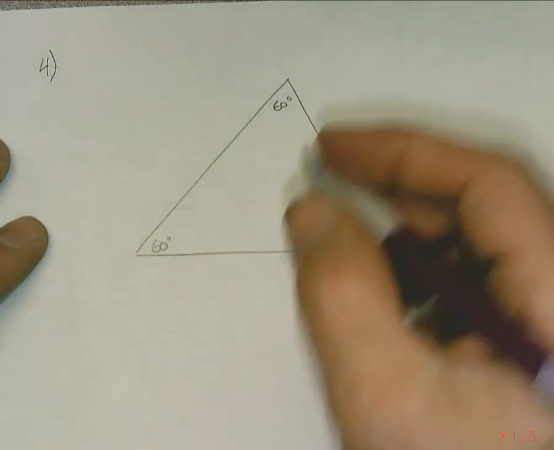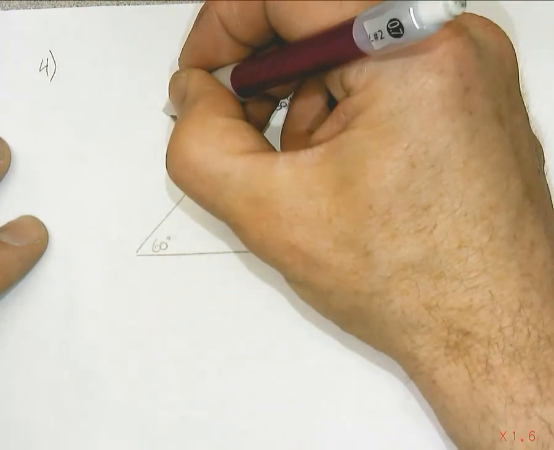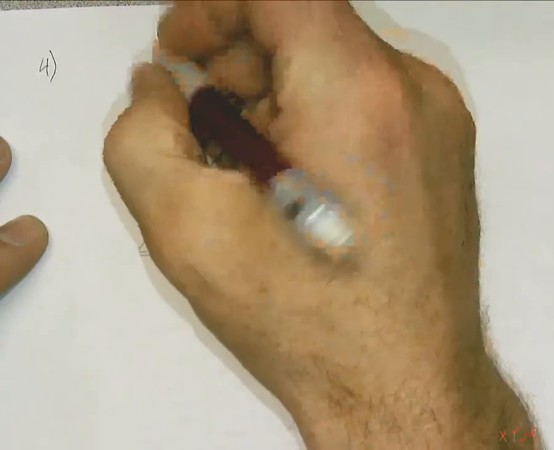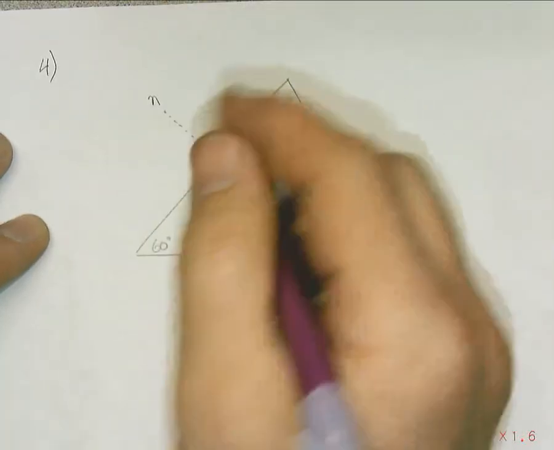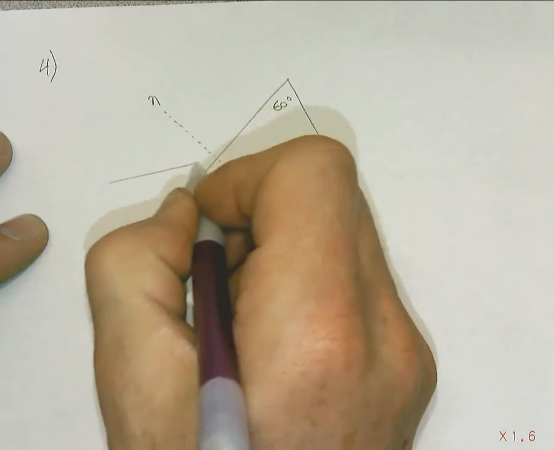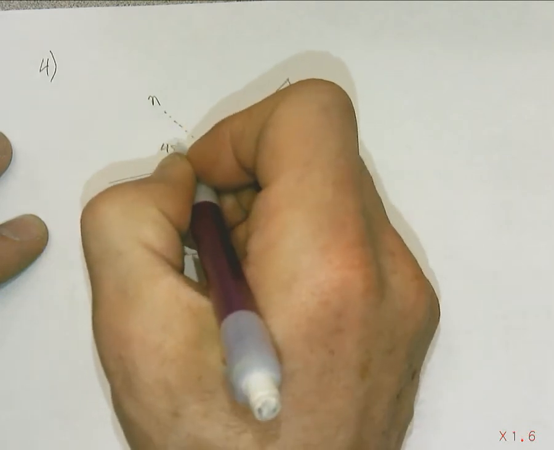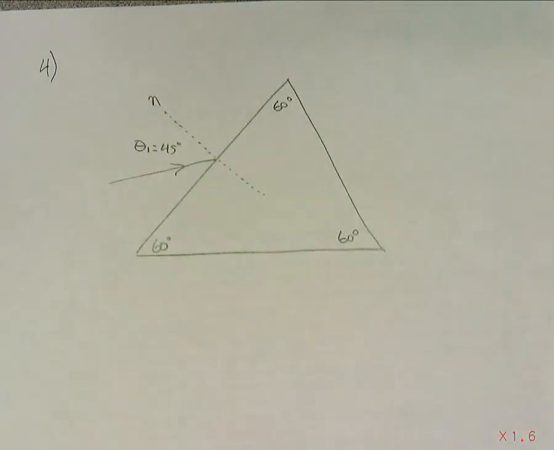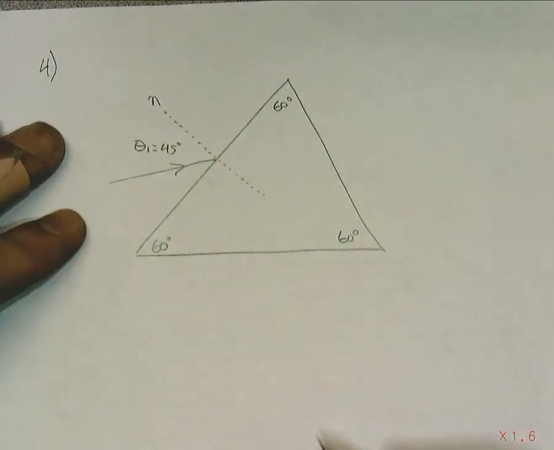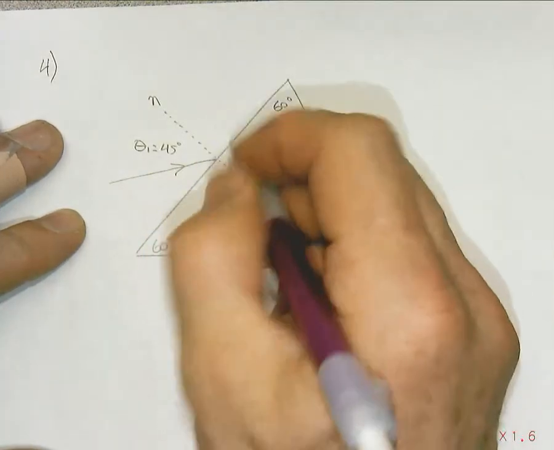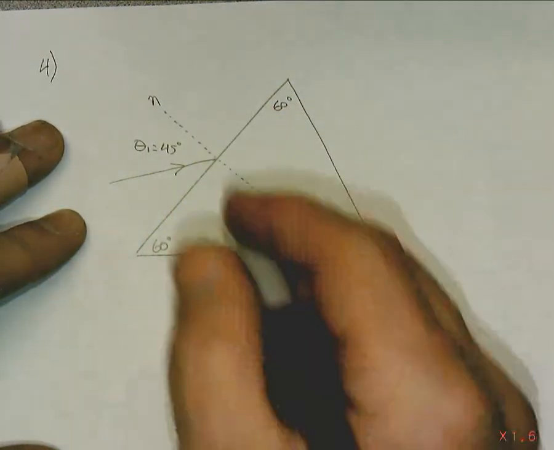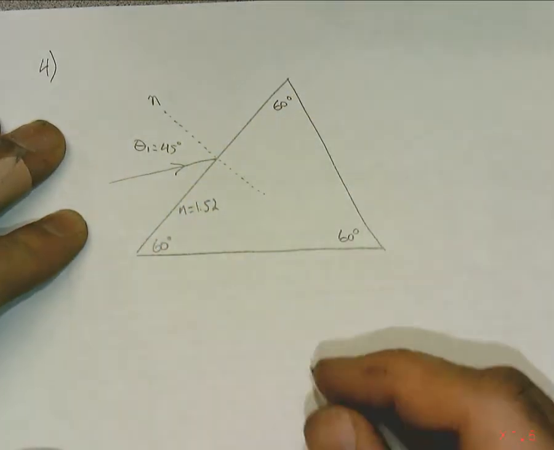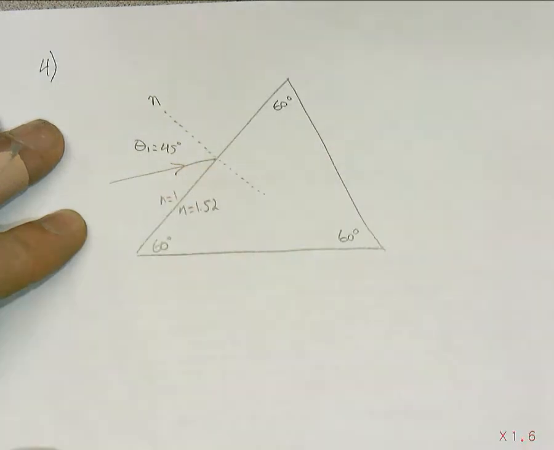We have now the light incident at 45 degrees. So I want to draw the normal. There's the normal. And we got the ray coming in, something like this, 45 degrees. We'll call this theta 1. That's 45 degrees. It's the incident angle. It goes into a higher index medium, namely this n is equal to 1.52. We'll keep that in mind. Outside, of course, n is equal to 1 because it's air.